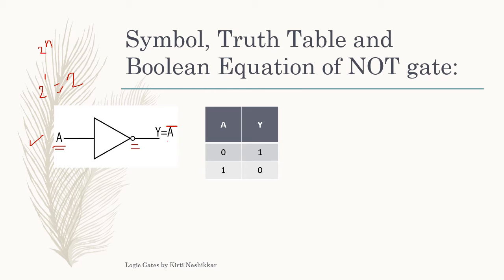So two combinations: when the input is 0, output will be 1, because Y equals A bar. So A bar is nothing but 0 bar, that becomes 1. And after that, if you are giving 1 as the input, then the output that you will get is 1 bar, that is nothing but 0. So this is the truth table of NOT gate.